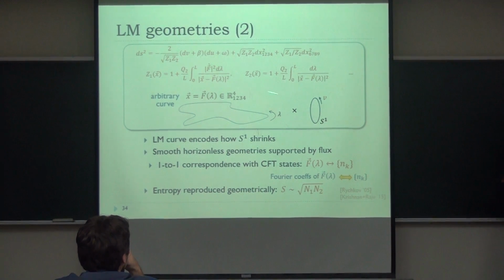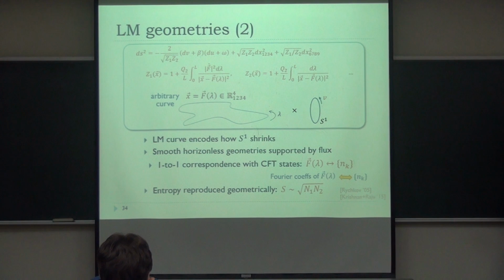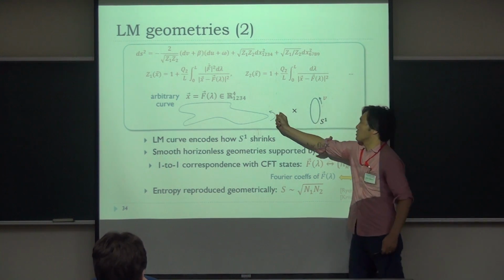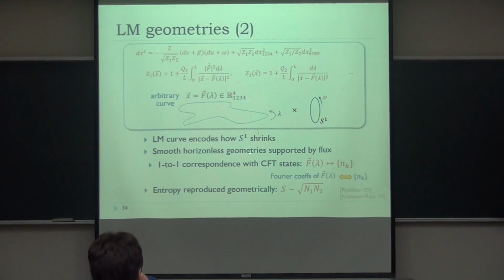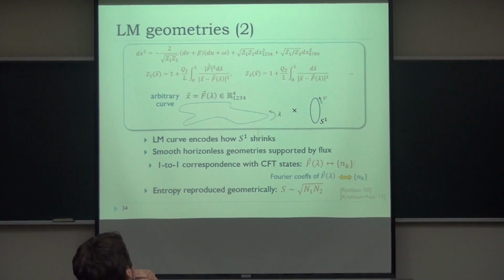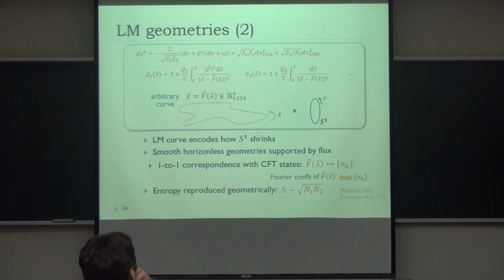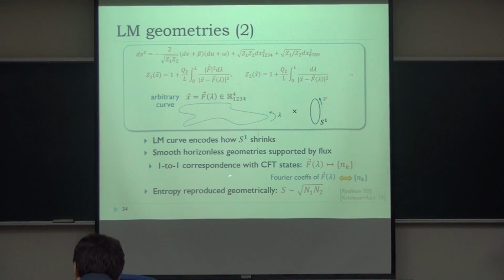Okay, and you have some geometry like this. I don't really explain the detail, but now you have some arbitrary curve in R4, not in R2, and over this R4 you have some circle fiber, and this curve is actually encoding how this S1 shrinks. S1 is finite away from this curve, but as you approach this curve, it shrinks, and it shrinks in the right way so that the entire space-time is regular and horizonless. And this again can be thought of as a horizonless geometry supported by flux. Although I didn't write it down, there is some flux that goes through this geometry, and this is supporting the non-trivial geometry. And as I said, there's a one-to-one correspondence with the CFT states.